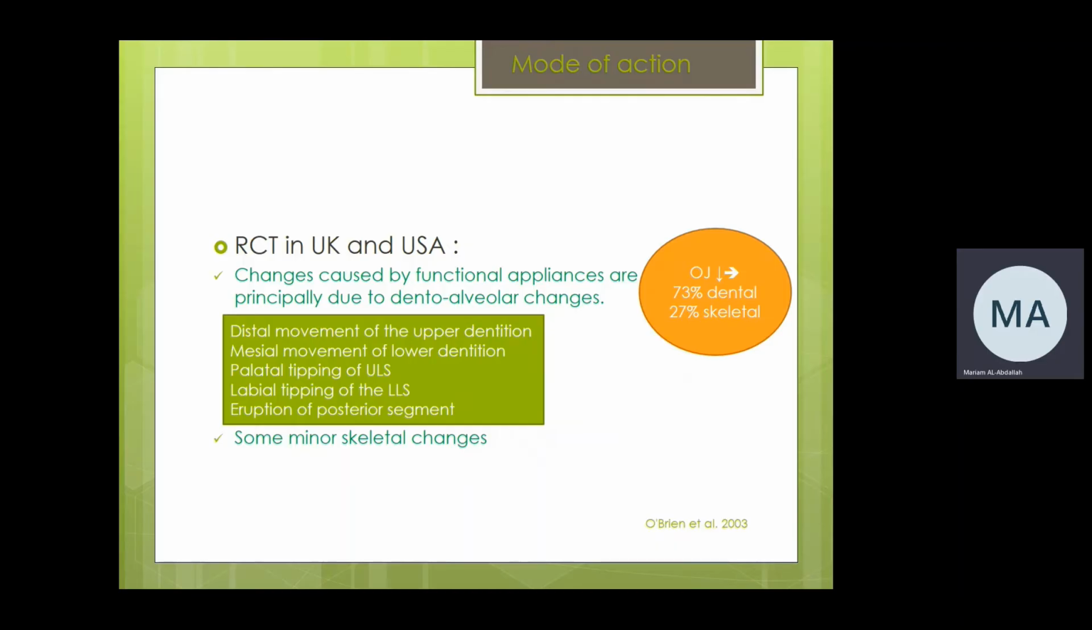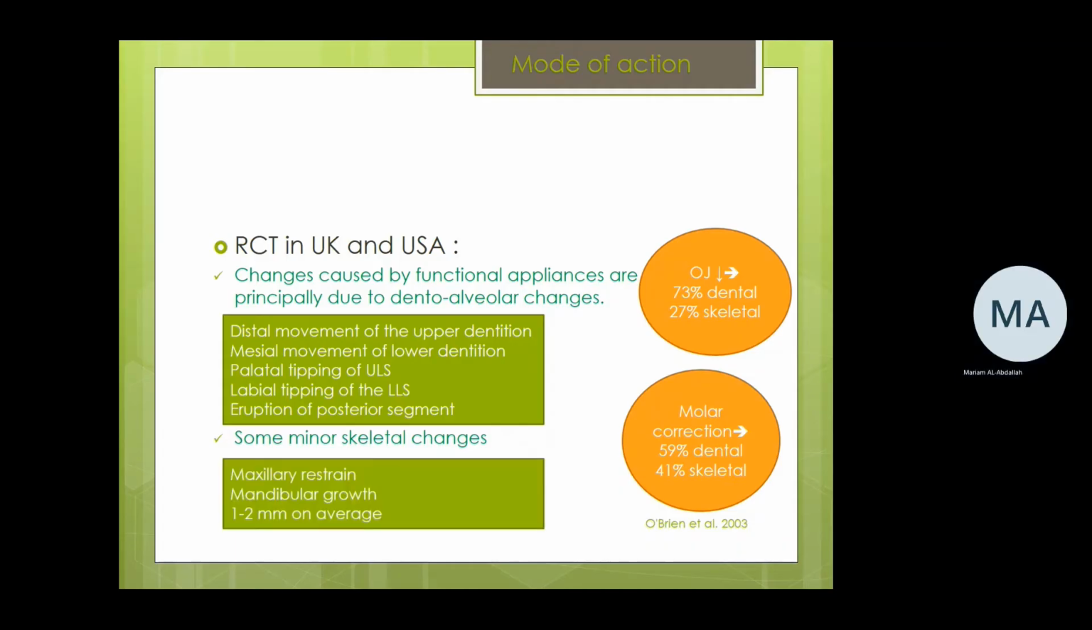They found that of the overjet correction, 73% was dental and only 27% skeletal. They also found that for the molar correction from class 2 to class 1 molar relationship, 59% of this correction was due to dental movement, and only 41% was skeletal. So although the results were a little bit disappointing, we were still looking at the real changes that accompanied the use of functional appliances.